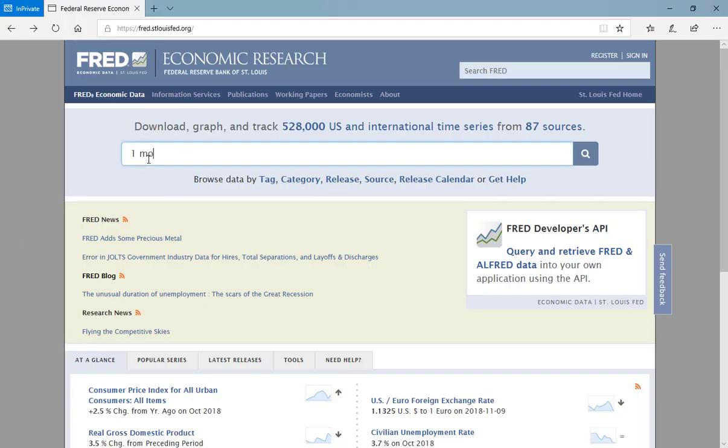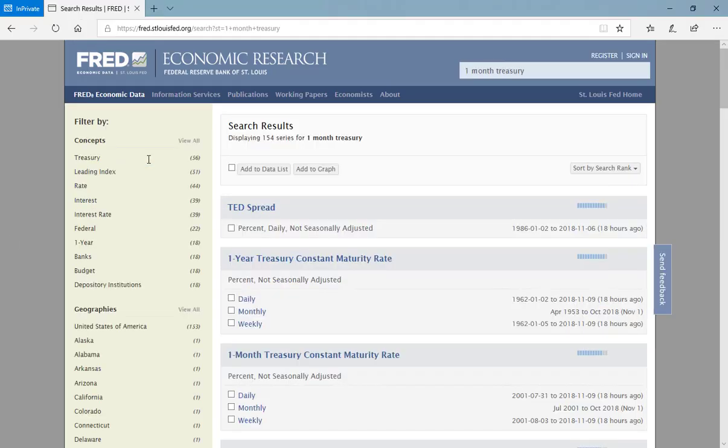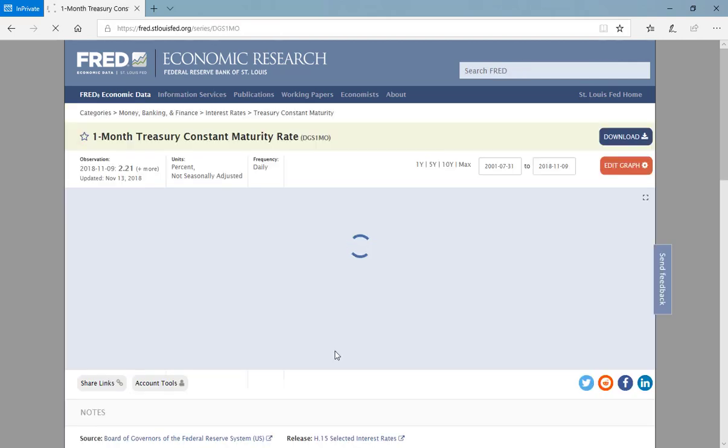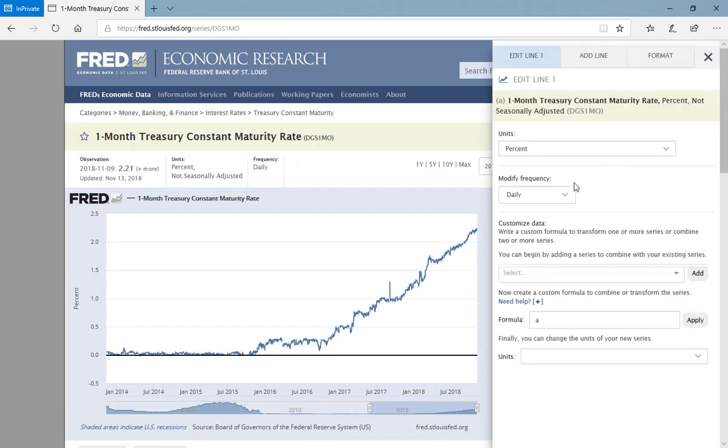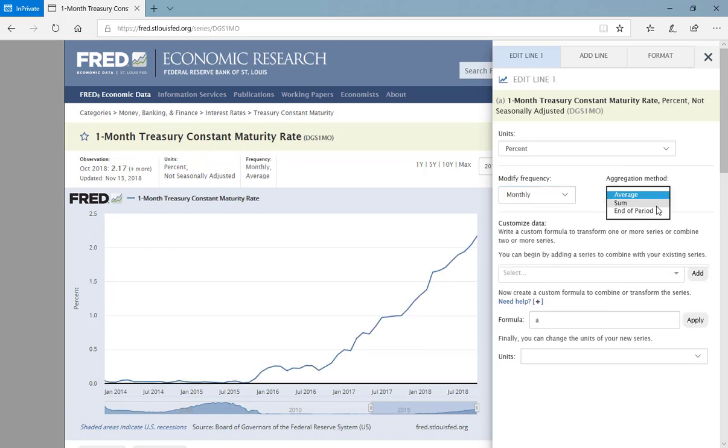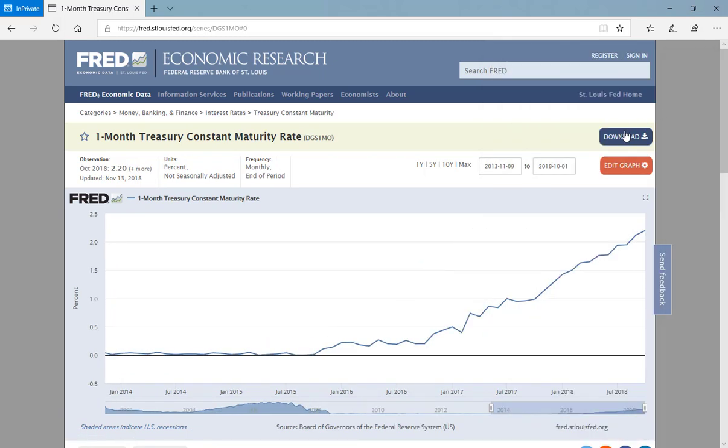Next, we need a measure of the risk-free rate. Go back to the FRED website and search for the 1-month Treasury constant maturity rate. Set the units to percent and the frequency to monthly. Download the data.